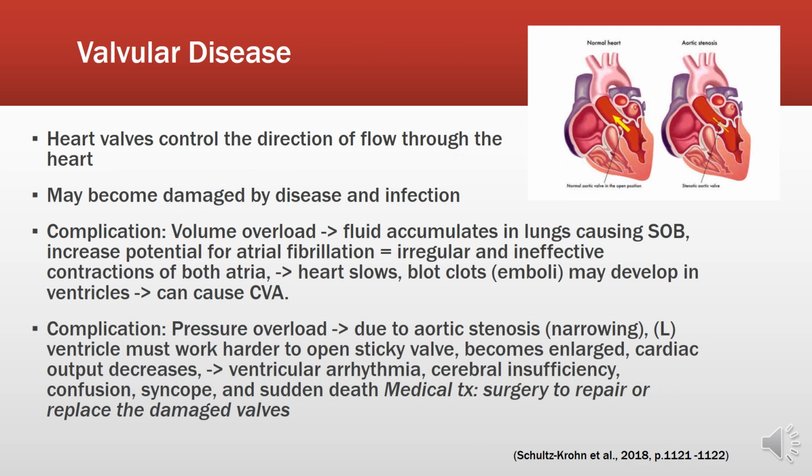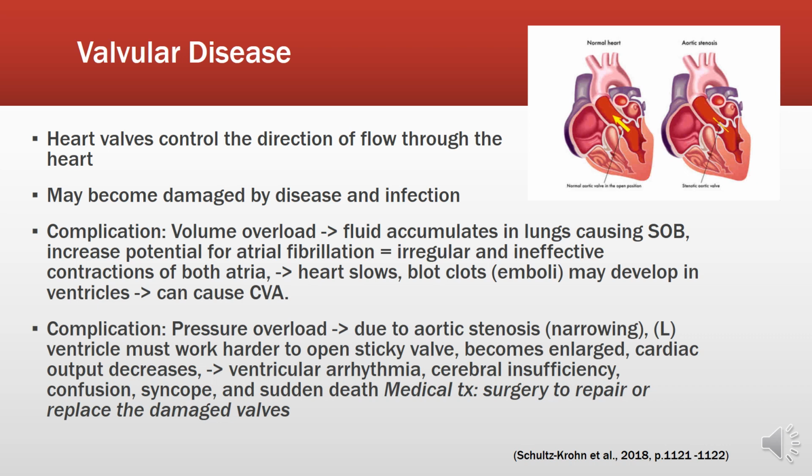So valvular disease. This is where the heart valves that control the flow through the heart are impaired. It could be damaged by disease or infection. And there are 2 complications. One is volume overload and one is pressure overload. So looking at the picture in the top right corner, here is a normal heart, and so the flow is going from the left ventricle to the aorta, and this large arrow shows the normal amount of flow that's going to be able to go through that valve.